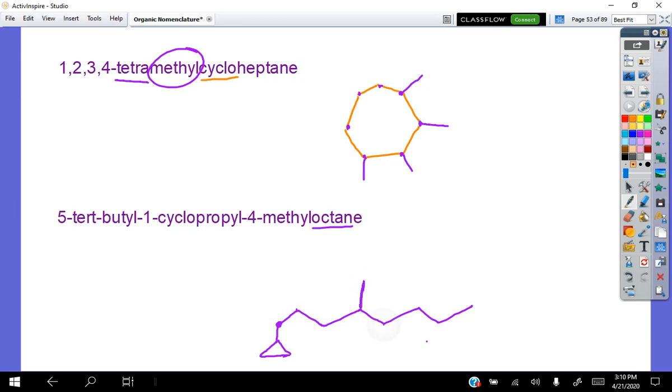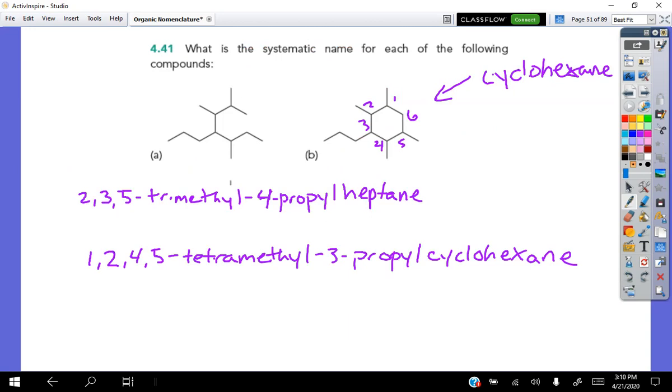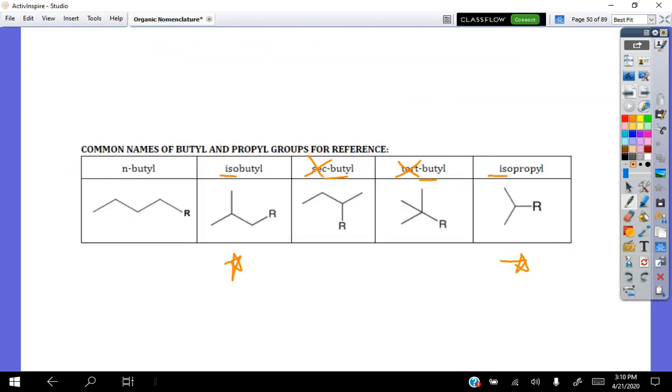And on the 5th carbon is tertiary butyl. It's like the chicken foot. And this would be 5 tertiary butyl, 1 cyclopropyl, 4 methyl octane. Okay, that is all for our practice examples for today. The next lesson will move into nomenclature for alkenes and alkynes, things that have double bonds and triple bonds.